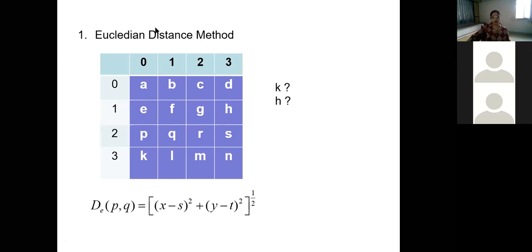So for Euclidean distance, first we determine the coordinate values for pixel K and pixel H. With this particular convention, tell me what is the coordinate value for K and the coordinate value for H.